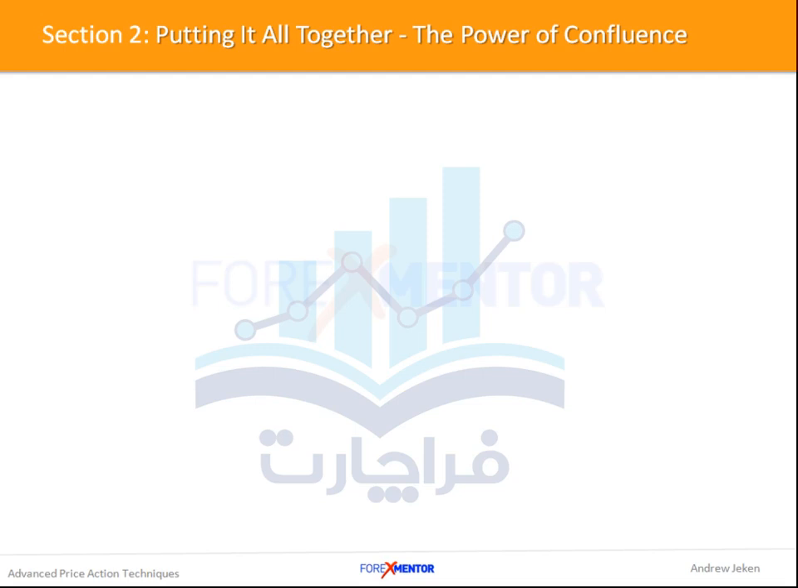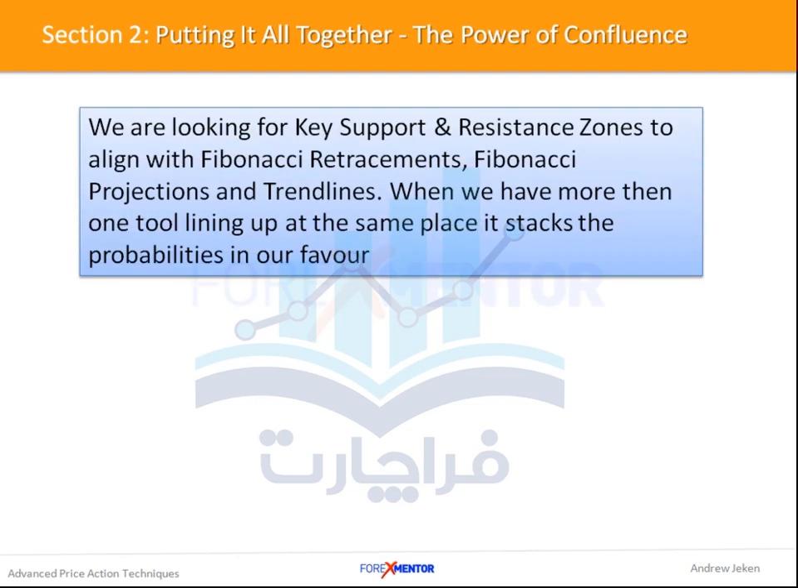Let's talk about putting it all together and the power of confluence. We are looking for key support and resistance zones to align with Fibonacci retracements, Fibonacci projections, and trend lines. When we have more than one tool lining up at the same place, it stacks the probabilities in our favor.